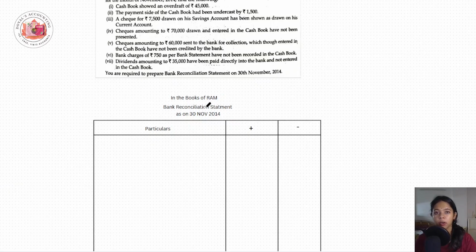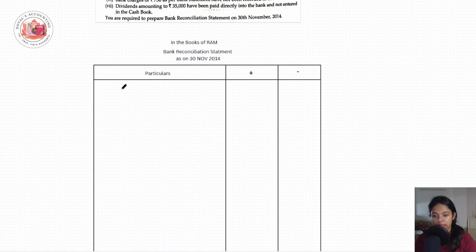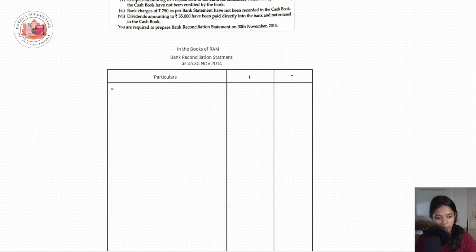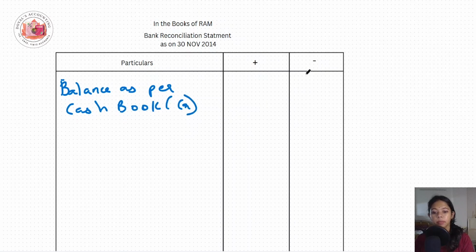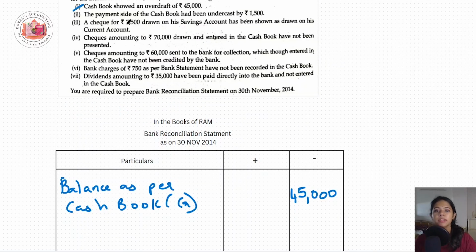So you can see I've already drawn up my pro forma, and they have only given me the overdraft balance of my cash book. So this means I have to start with my cash book balance. And since it's overdraft, I'm going to write it in my minus column. Balance as per cash book. Credit because it is an unfavorable balance. And I'm going to write this in the minus column. 45,000. So let's see the first transaction.